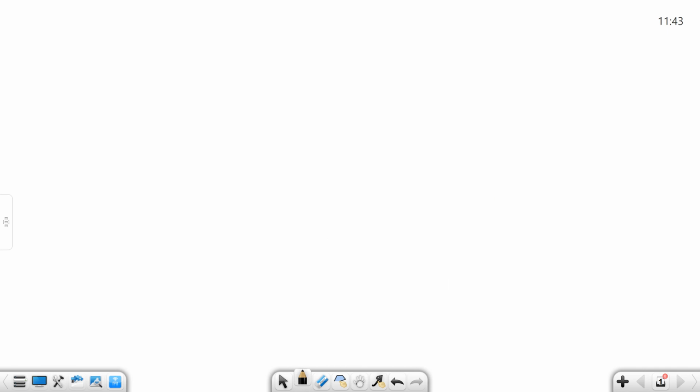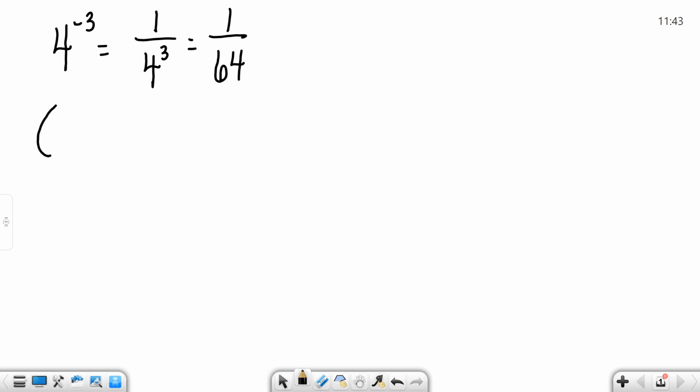So let's try a few problems. If I gave you no variables, we just have numbers. So 4 to the negative 3 means 1 over 4 cubed. Now I can actually do 4 cubed. That's 4 times 4 times 4, which is 64.